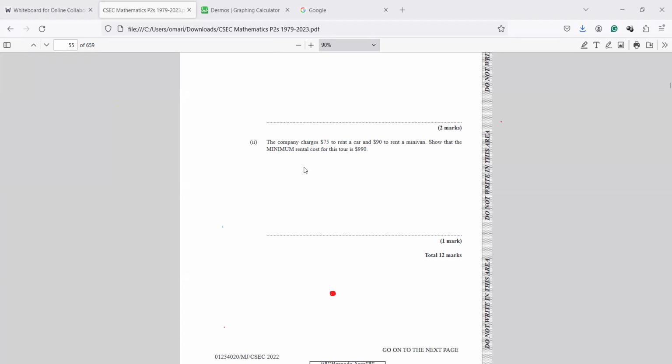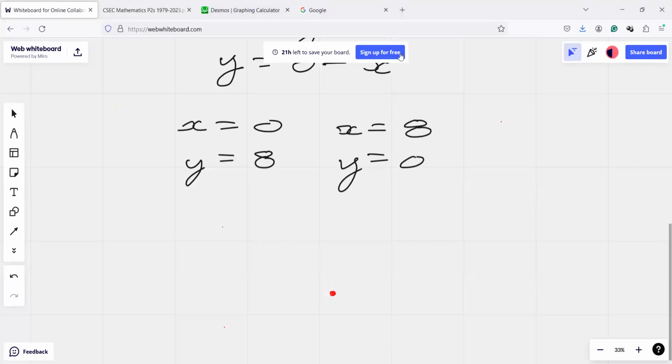So at this point, it'd be similar to what we did before. You'd be multiplying the number of vehicles by the cost, and then you'd look for whichever one gives you the lowest total cost. So it's $75 to rent a car and $90 to rent a minivan. Let us calculate that, right?